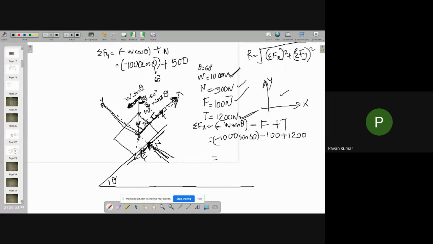Then we can find out alpha also. Alpha will be tan inverse of sigma Fy by sigma Fx.